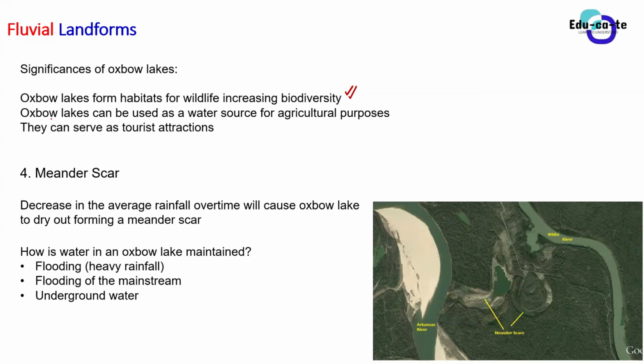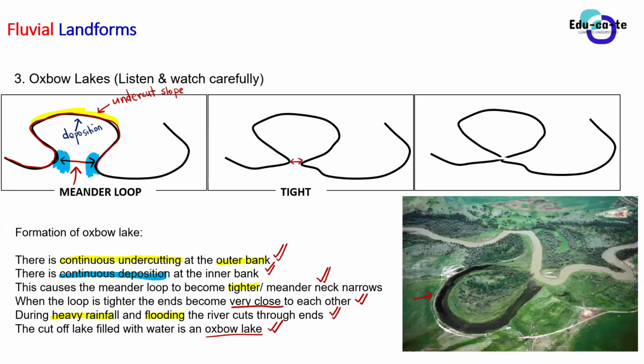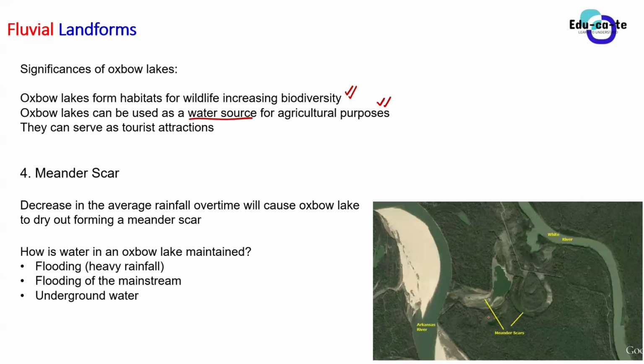The other thing is that oxbow lakes can be used as a water source for agricultural purposes. The moment this oxbow lake forms, if there are people staying closer to this area, they can just go to the lake and fetch some water, and water their plants for agricultural produce. So since the oxbow lake has some water, it can serve as a water source for agricultural purposes or any other uses.